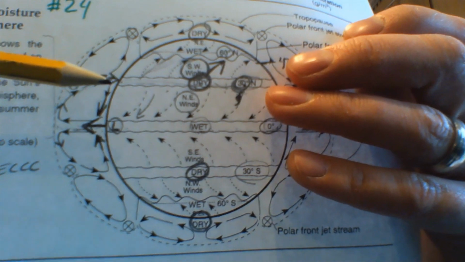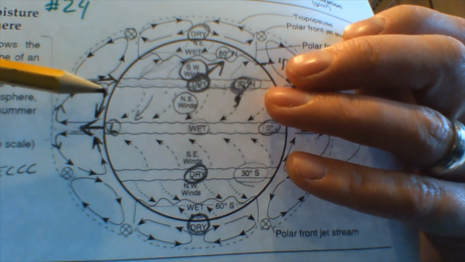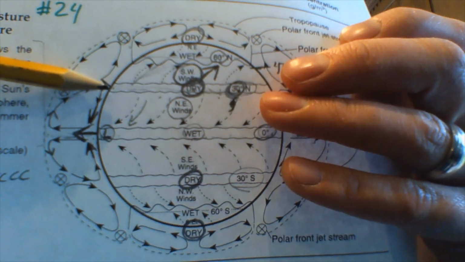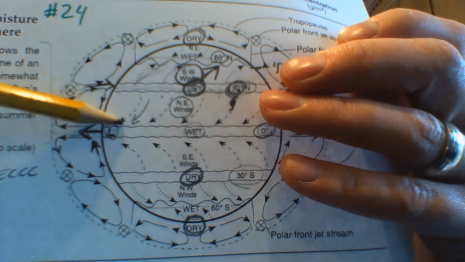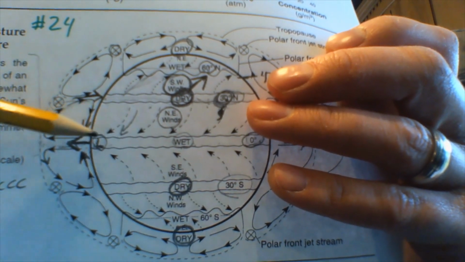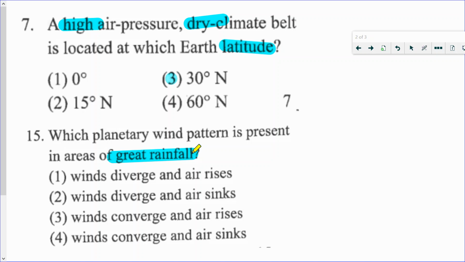And for the dry, see those arrows going apart? Kind of like when we did plate tectonics. That's diverging air because those air currents are going apart at the surface of the Earth for the dry, and they're coming together, converging at the surface of the Earth for the wet. They also rise here and sink there. It looked like it was wet where the winds were converging, so they were coming together and rising up.